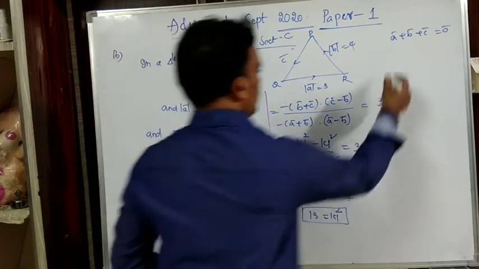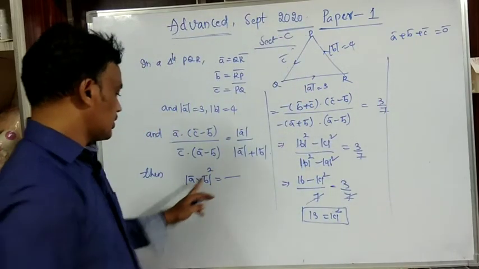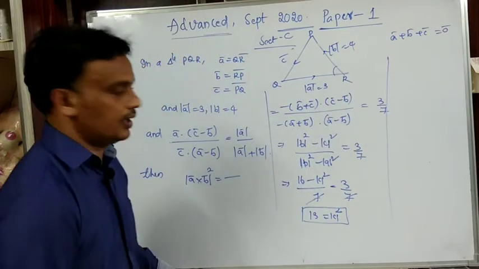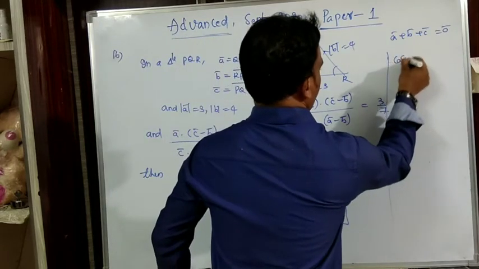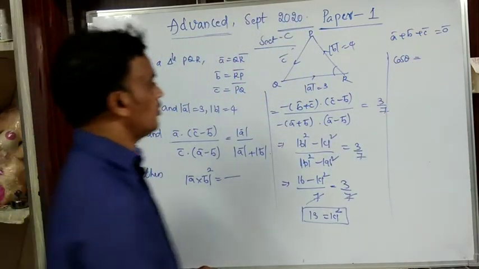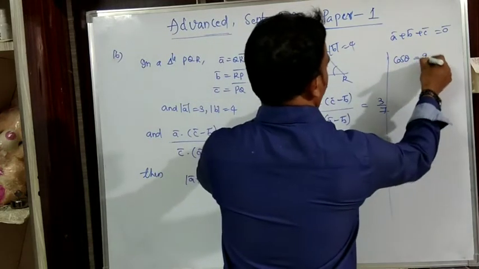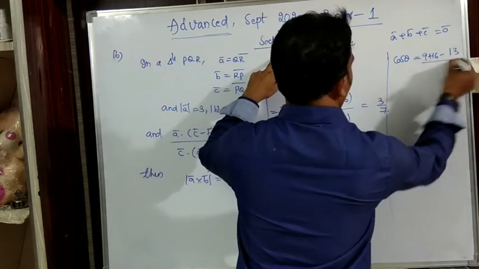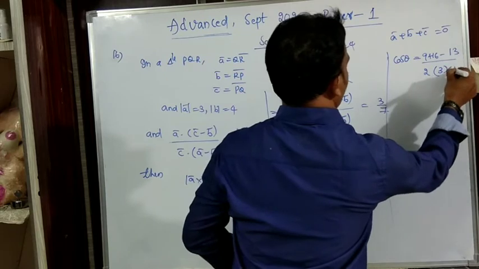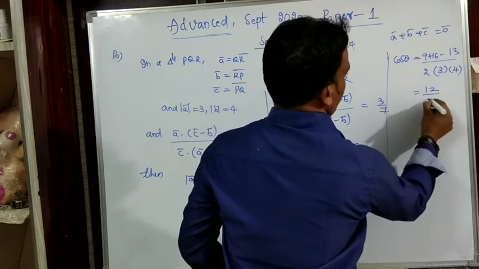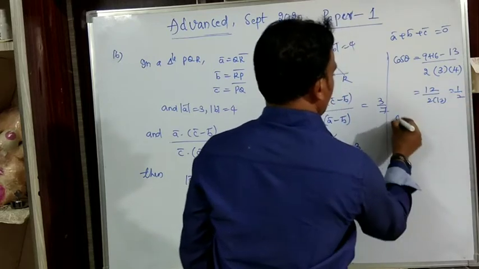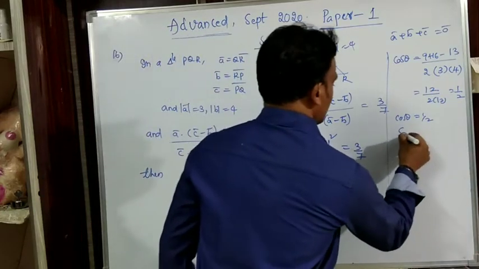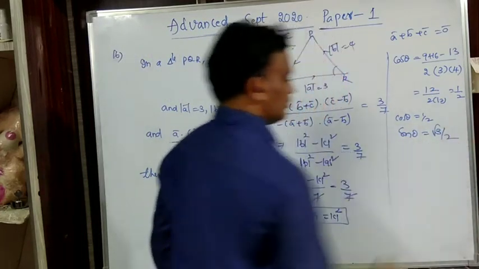Now we are going to find magnitude of a cross b whole square, which needs a square, b square, and the sine of the angle between a and b. So here we should find the angle, better by using the cosine rule. Cos theta equals a square plus b square minus c square over 2ab, which is 9 plus 16 minus 13 by 2 into 3 into 4. It is 12 by 24, which is 1 by 2. So cos theta is 1 by 2, which is 60 degrees. Then sin theta equals root 3 by 2. Am I right or not?